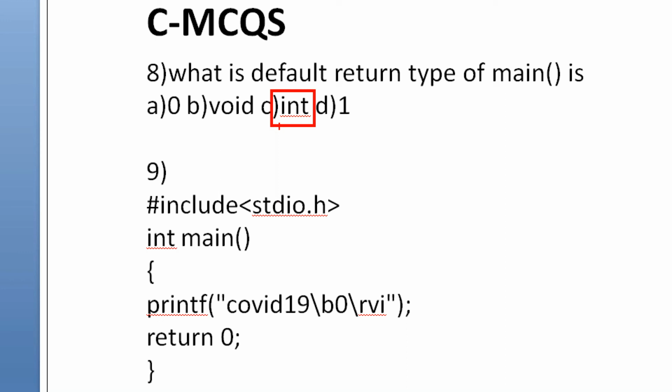So that is why the default return type of any main function or any user defined function is integer only. So to achieve reusability, its return type should be some integer or anything, any variable, but default type is int.